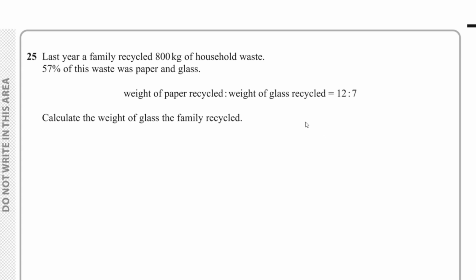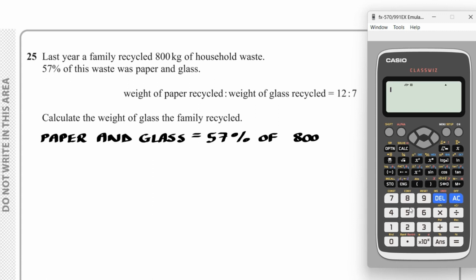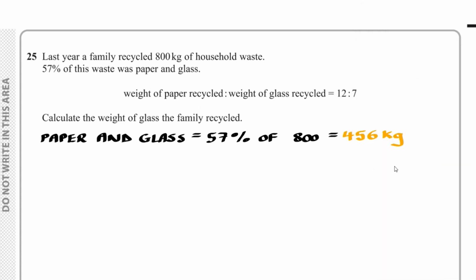Question number 25. Last year, a family recycled 800 kilograms of household waste. 57% of this waste was paper and glass. The weight of paper recycled to the weight of glass recycled is 12:7. We have to calculate the weight of glass the family recycled. The total weight of paper and glass, that's 57% of 800. So 0.57 times 800 is 456. So we have 456 kilograms.